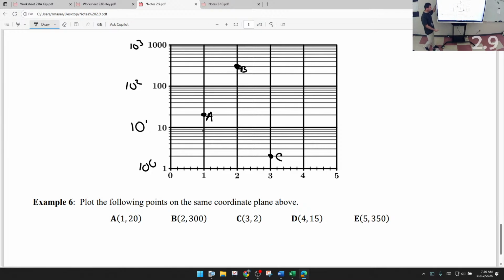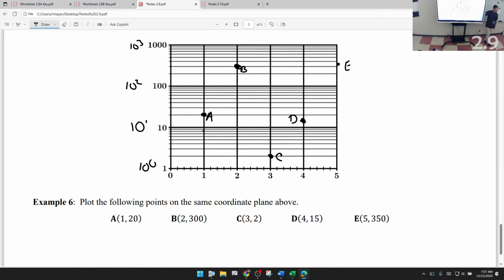4, 15. 4, that's 10. This is 20. 15's in the middle. 15 is between 10 and 20. That is point D. And the last one is 5, 350. 10, 100, 200, 300, 400, 350 is right in the middle. E. Take your time, get close. I'm not going to get a ruler out, but you ought to be close to being right in the middle.